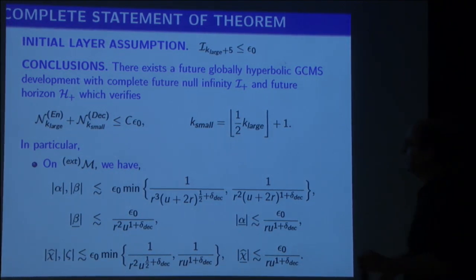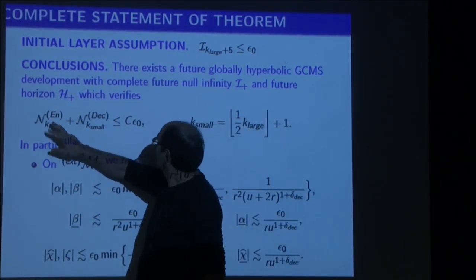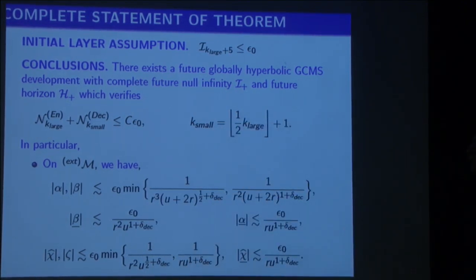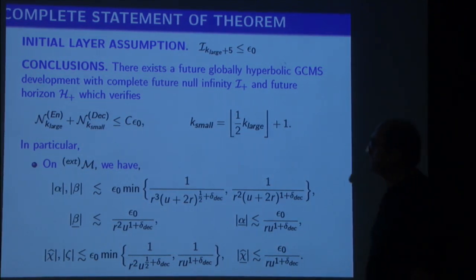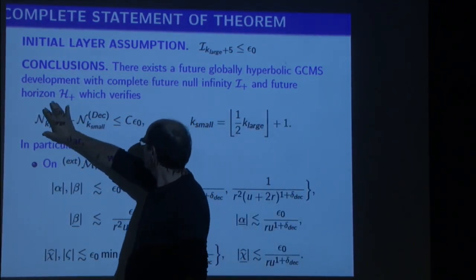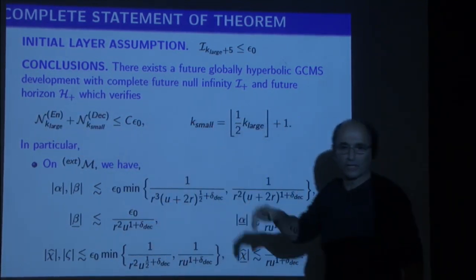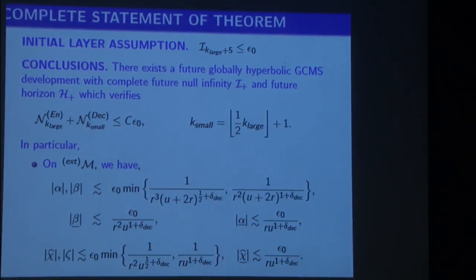And then for k large, you see you lose some number of derivatives. For k large, you have to be a bit more careful in terms of how the estimates are set up. But in principle, these are kind of energy estimates. So at the level of the curvature, they are energy estimates. At the level of Ricci coefficients, they are something else.